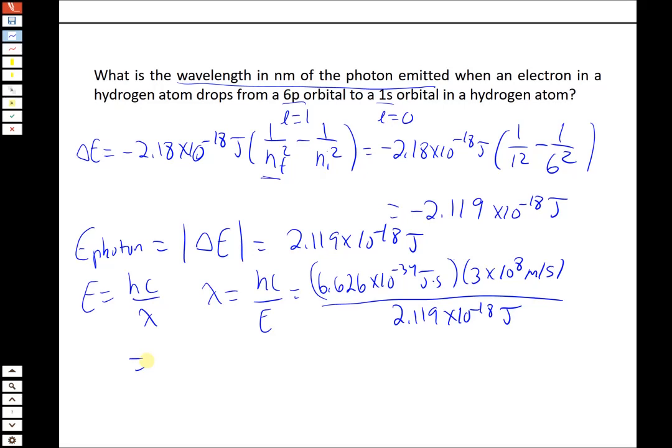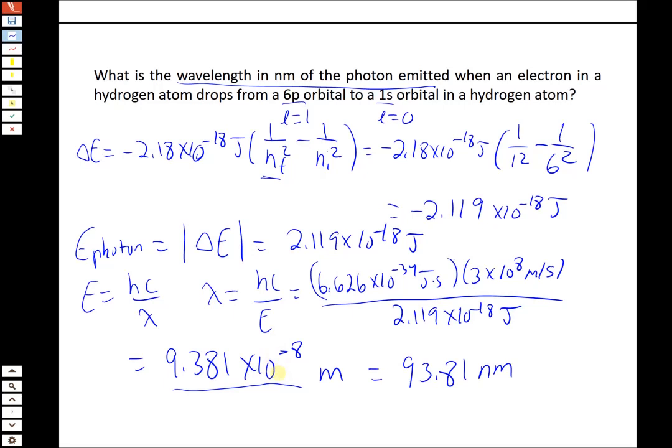And so what I got for this was 9.381 times 10 to the minus 8th meters. So I don't know if we needed nanometers in this case or not. That would be 93.81 nanometers if we do it in the more standard unit, but either way, this is the math that's involved. So if we want to take this number to nanometers, we just multiply by 10 to the 9th.